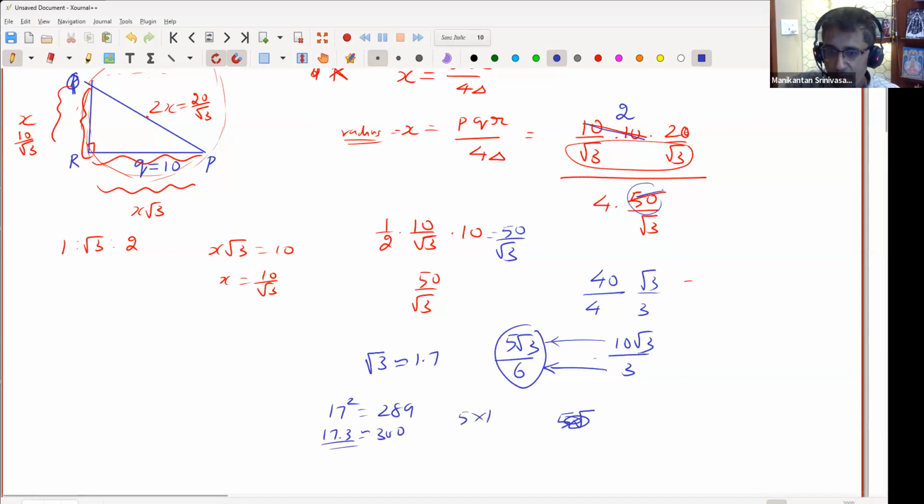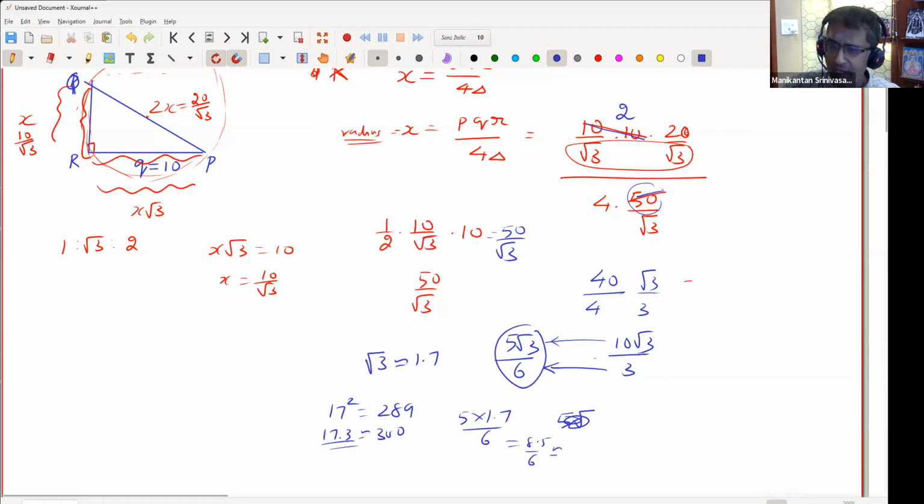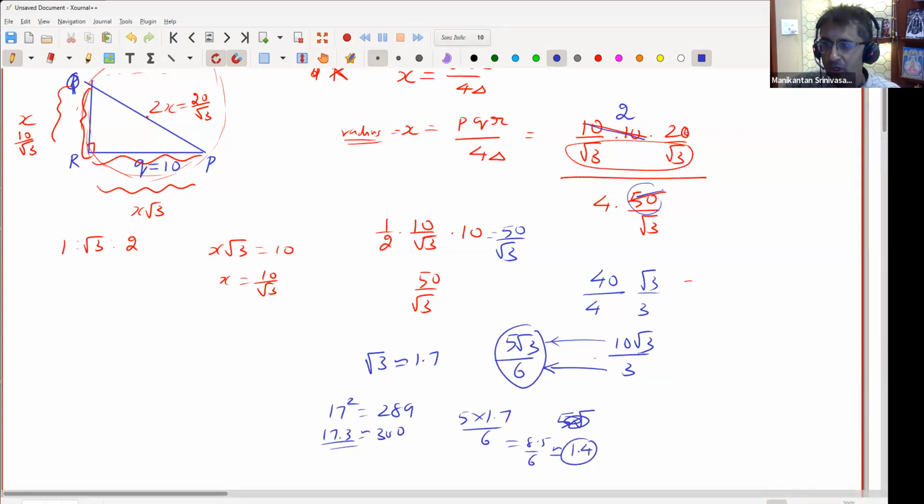Therefore, I have 5 into 1.7 upon 6, which is 8.5 upon 6. 8.5 upon 6 is 1.4, very approximately, don't waste too much time. 1.4 looked wrong to me, which is why I suspected and looked at what mistake I made. And now the correct answer is 4 times that, 5.6 approximately, from 1.4. And that seems reasonable, right?